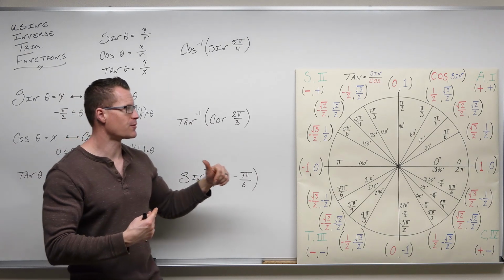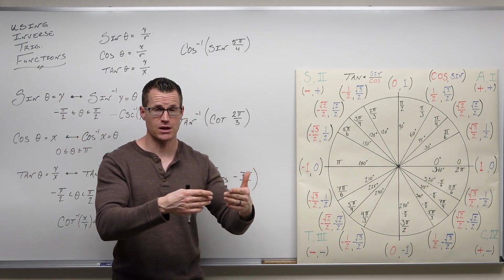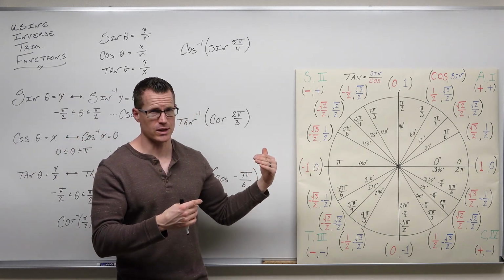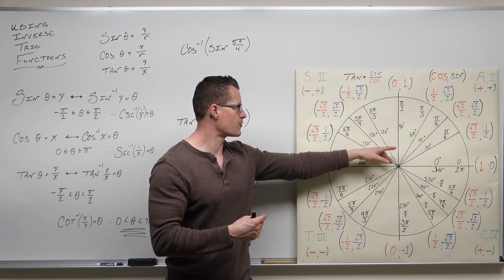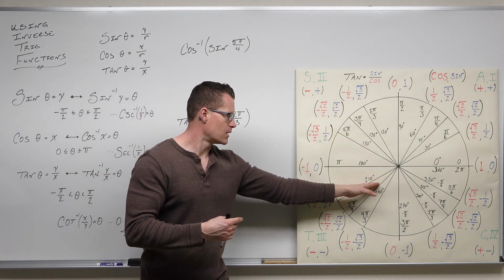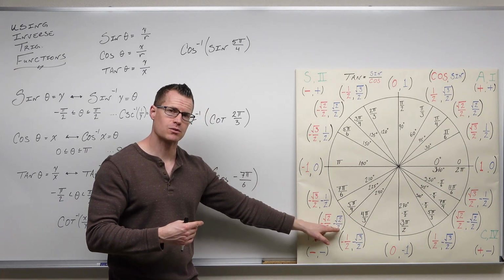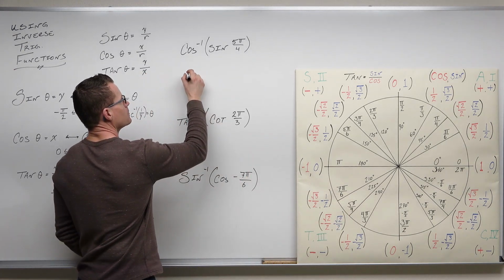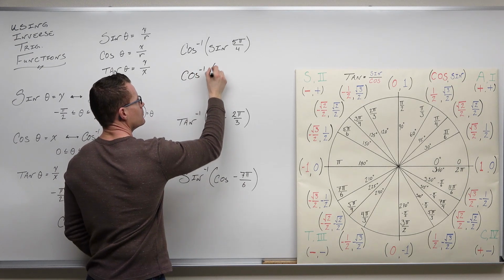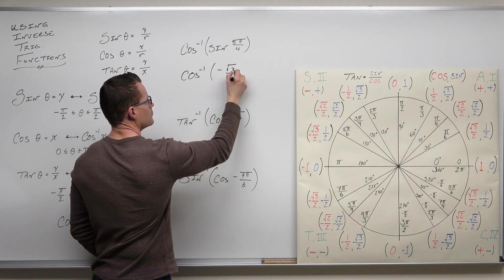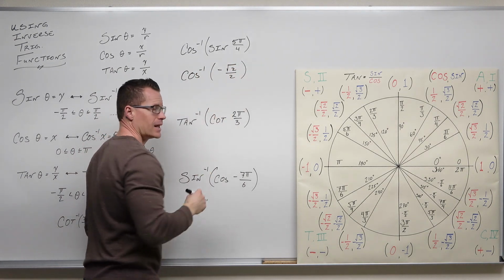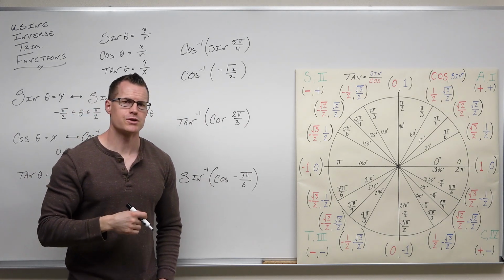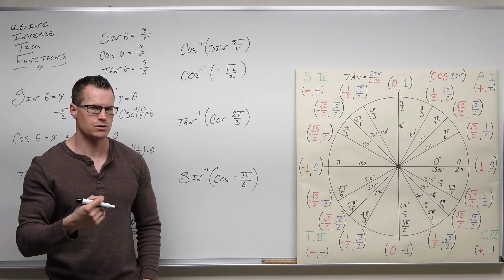So sine of 5 pi over 4, we know that sine of 5 pi over 4 is going to be the y coordinate of the point where that angle creates on a unit circle. So 5 pi over 4 is, let's see, right there. Sine is negative square root 2 over 2. And now we think of cosine inverse of negative square root 2 over 2.